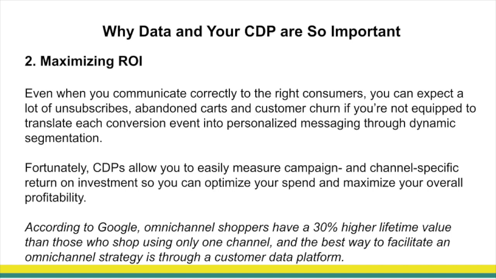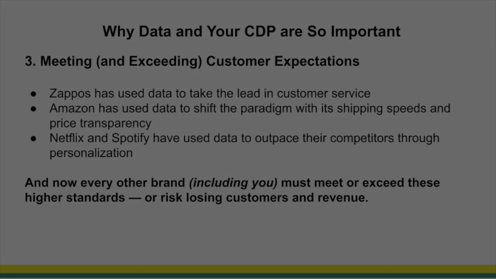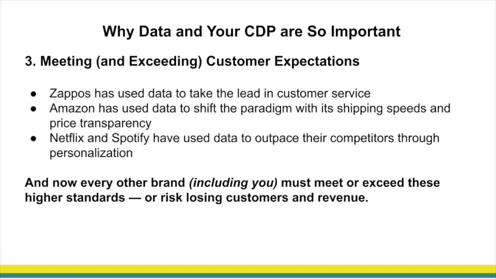According to Google, omni-channel shoppers have a 30% higher lifetime value than those who shop using only one channel. And the best way to facilitate an omni-channel strategy is with a customer data platform. How? Well, we meet and exceed consumer expectations. You've probably heard of competitive analysis, but no matter the industry, we can all learn from big brands that better their customer relationships and bolster their sales through smart data usage.